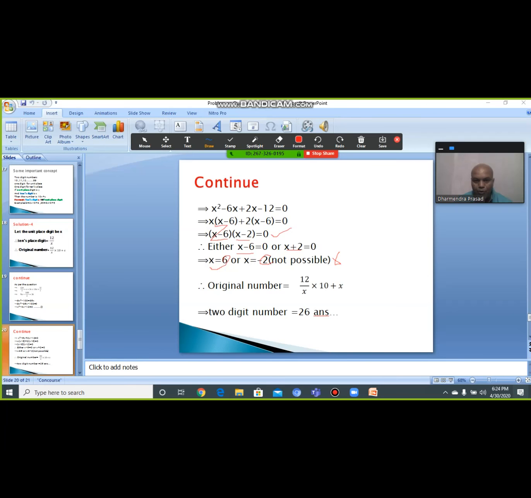We have to use x as 6 and put the value in the original number. 12 by 6, that is 2, into 10 is 20, plus 6 is equal to 26. So the two-digit number is 26. Is it clear to everybody?